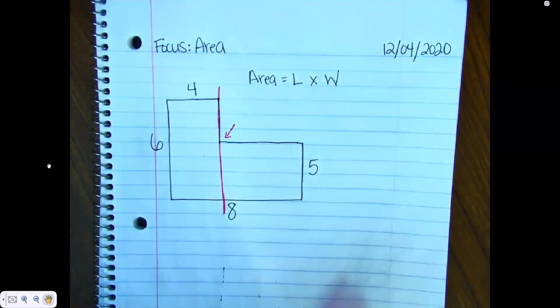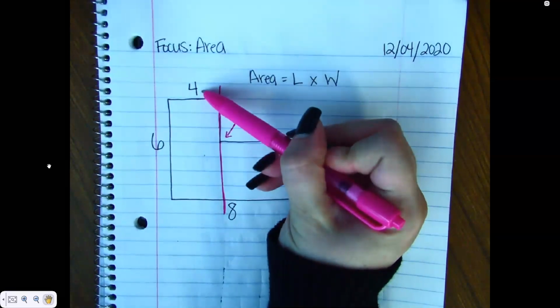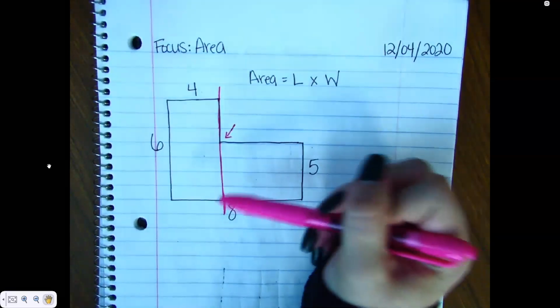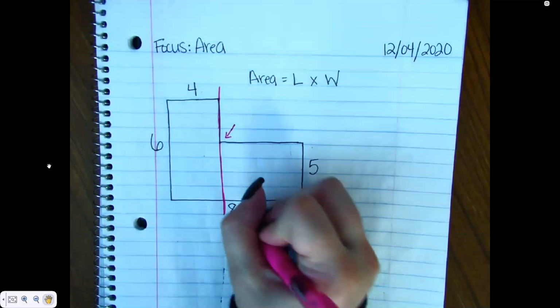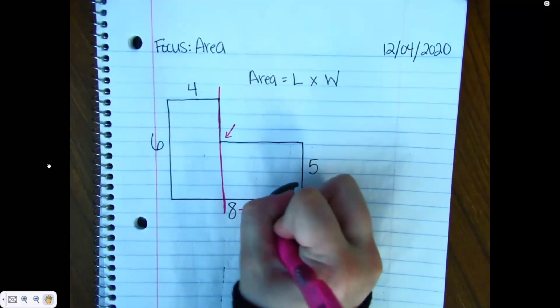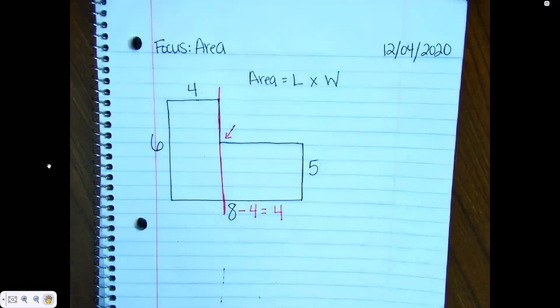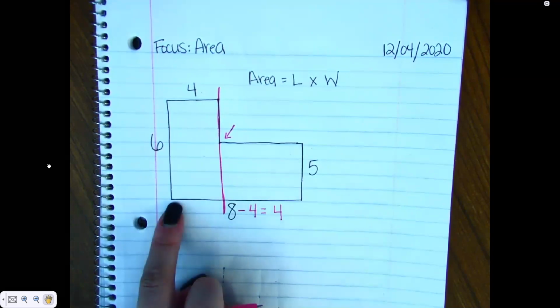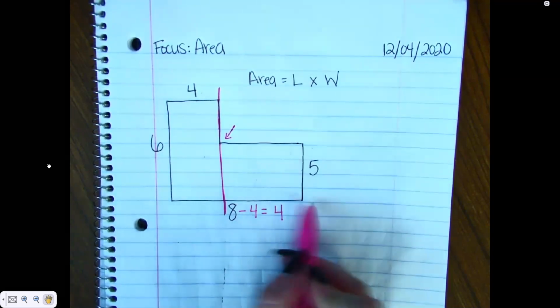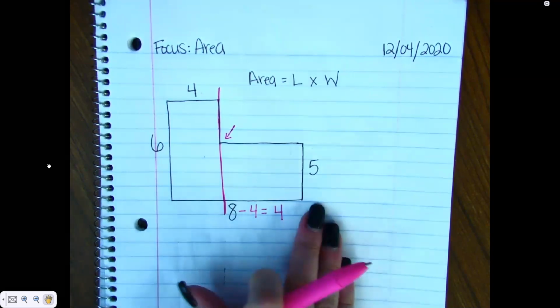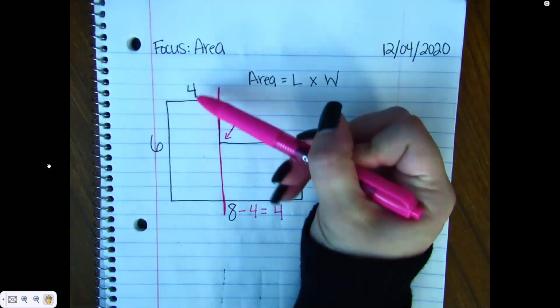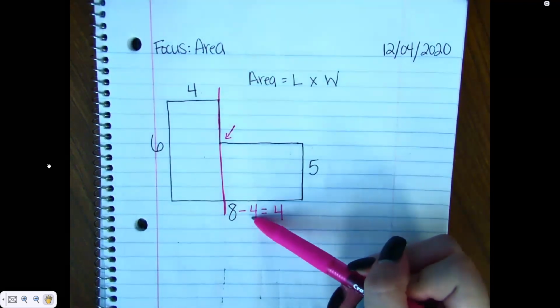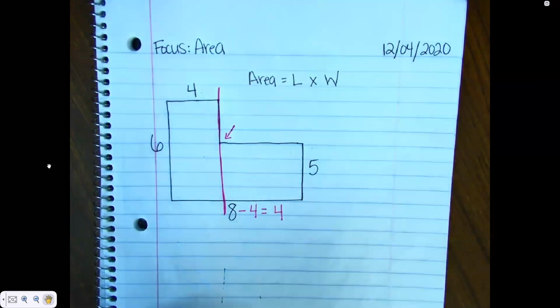4. Okay. Because look, this is 4 up here. So I know this is 4. So I'm going to do 8 minus 4, and it would equal 4, okay? Because on this line right here, I gave you 8. I didn't give you just this side. I gave you the whole line. So then you would have to subtract this 4 from the 8.